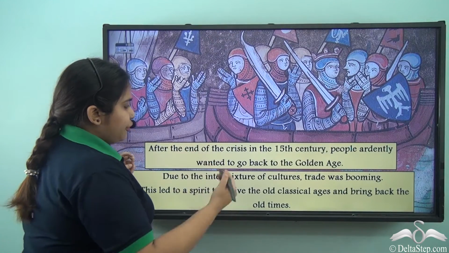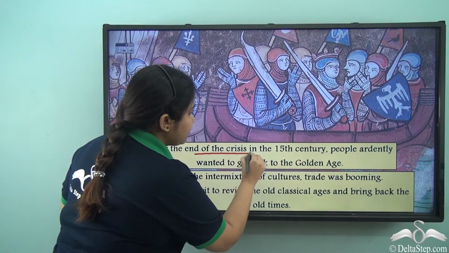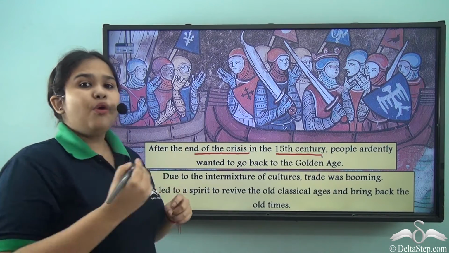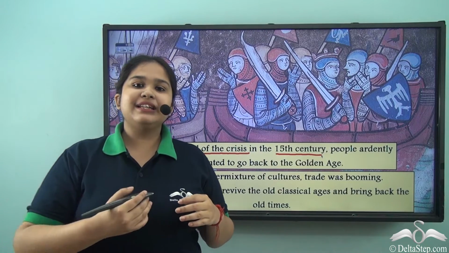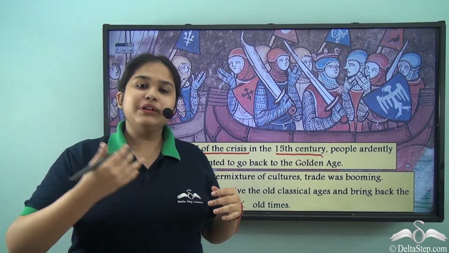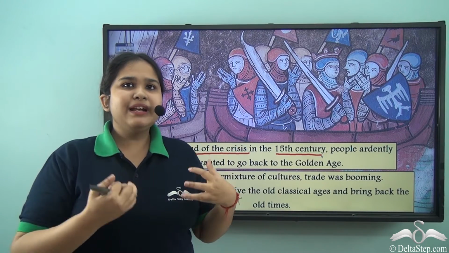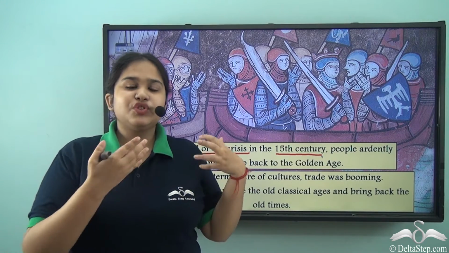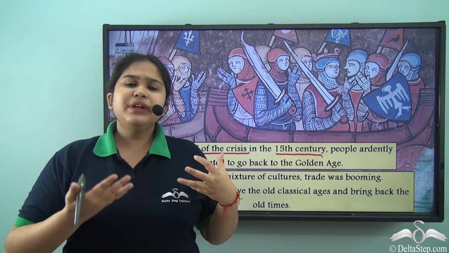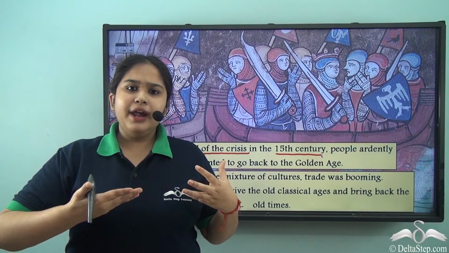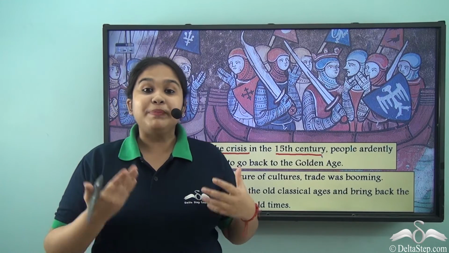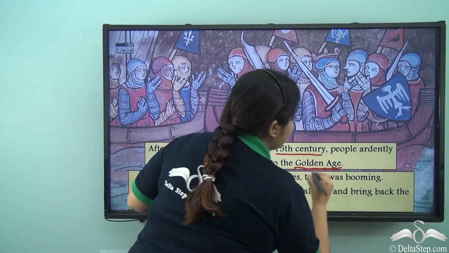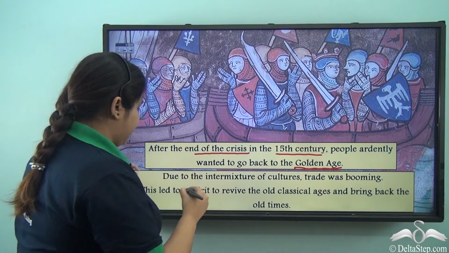So after a point of time, therefore, the crisis also ended, which was around the 15th century. And now when people started to migrate, they started to settle in several places. People essentially wanted to go back to the older ages, to the ages of classical antiquity, when there was an amount of stability, an amount of peace, right? So they wanted to go back to the golden age, that is the age of antiquity.